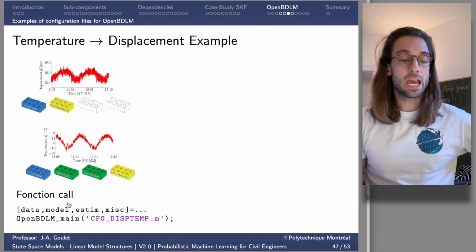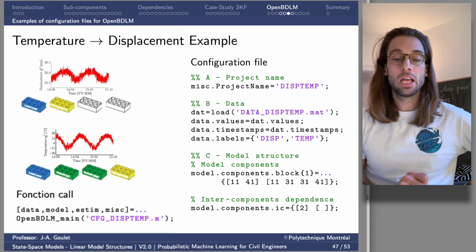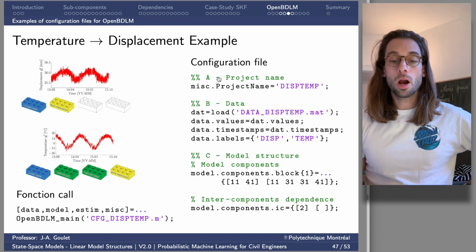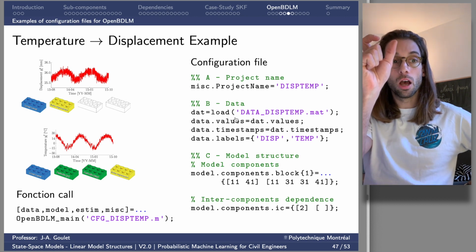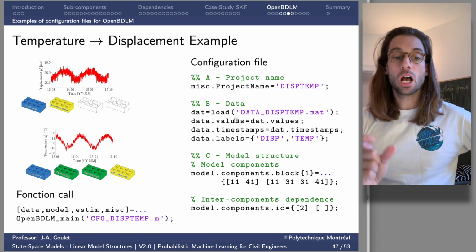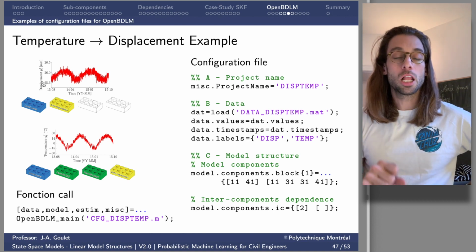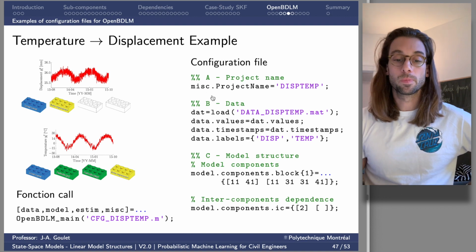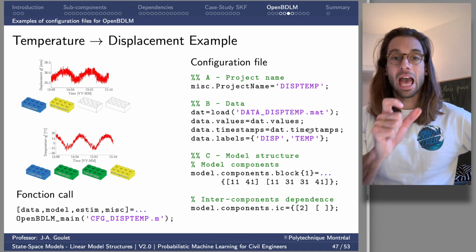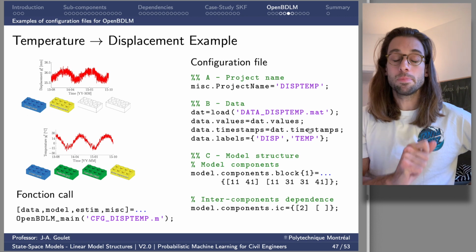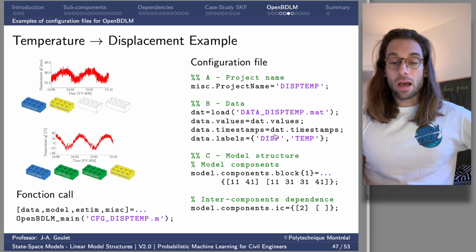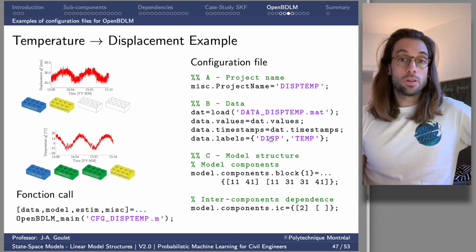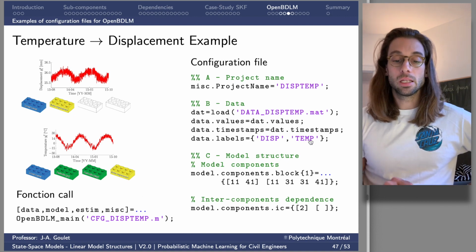So in that case, we again call OpenBDLM with a new config file that's going to look like this. Parts A and B look exactly the same, except that now in data.value, I'm going to have a matrix which has 2 columns. The first column is going to be my displacement. The second column is going to be my temperature values. For timestamps, I must have the same vector of timestamps for both time series. And I now have 2 labels. The first label is for my first data set, in this case displacement, the second for the temperature data set.